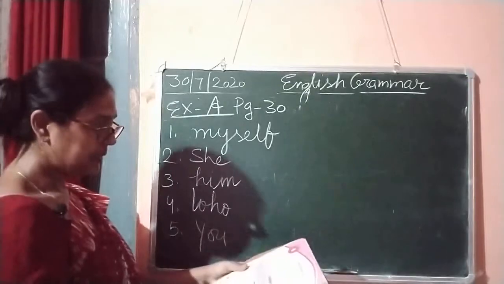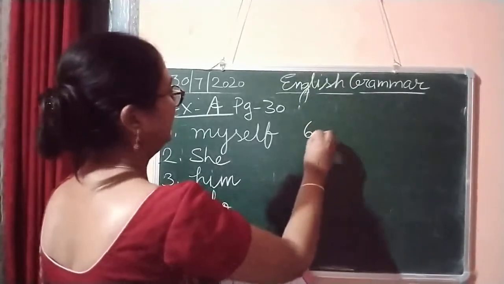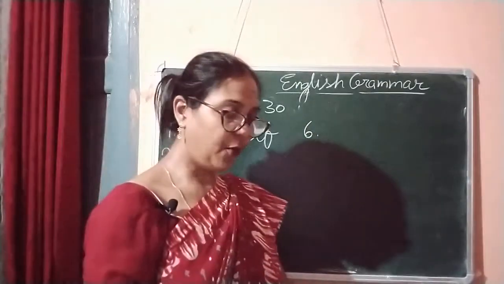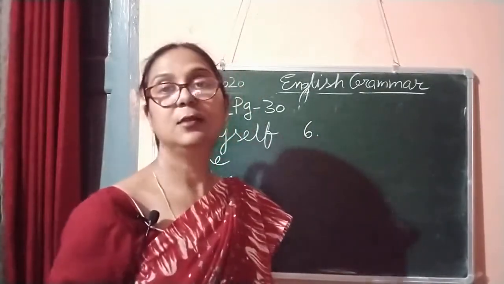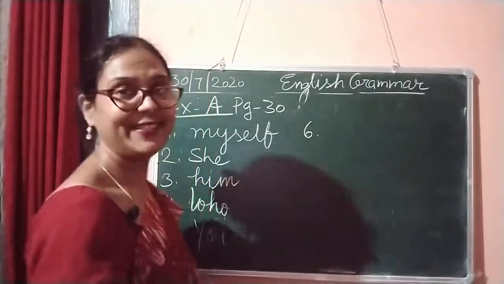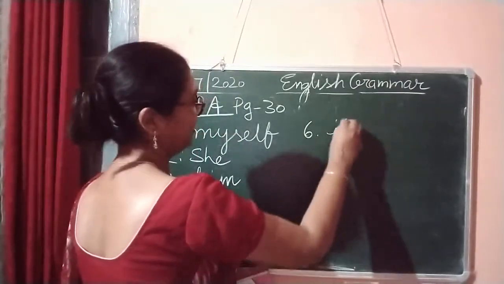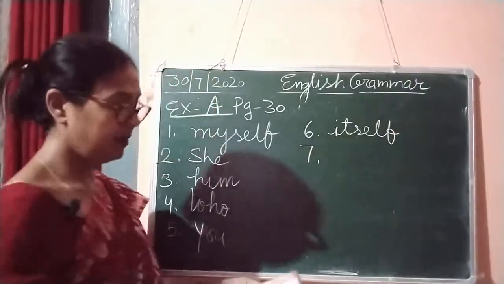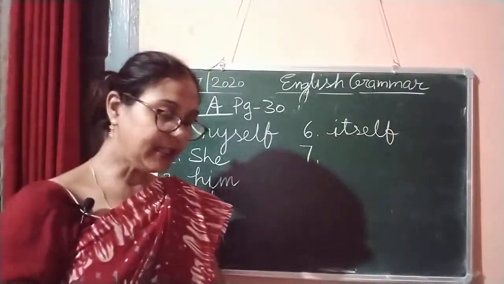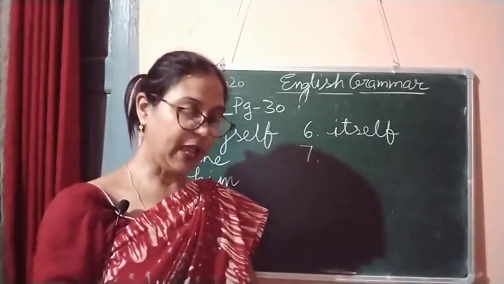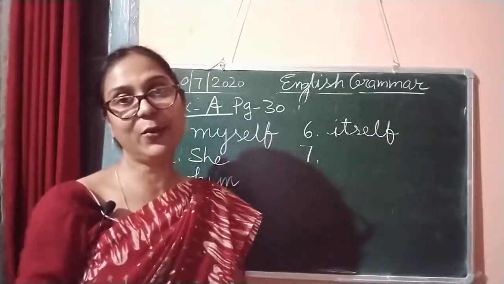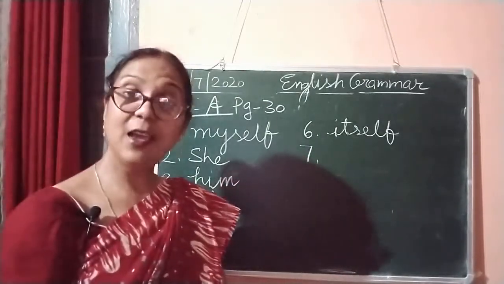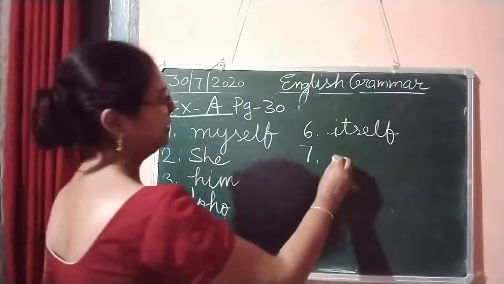Now, in number 6, the dog fell from the stairs and hurt itself. Now we are going to write itself. In 7, I saw the movie and loved dash. What are we going to use over here? I saw the movie and loved it. It.